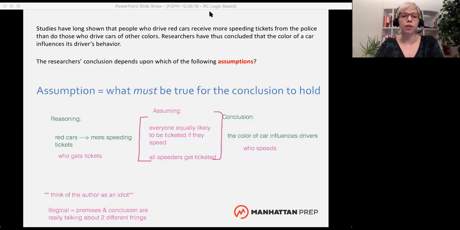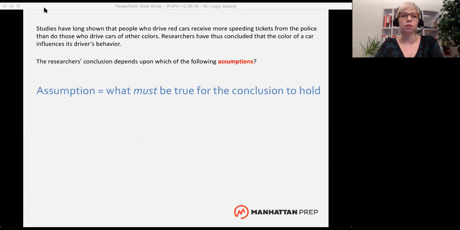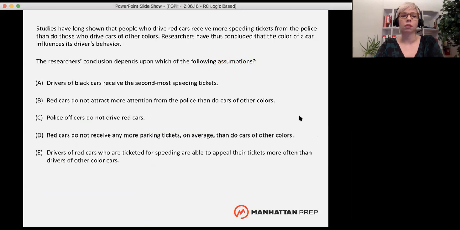So now when we look at the answer choices for this one, the conclusion depends on which of the following assumptions. We're looking for the thing that has to be true for the argument to hold. So we'd ask ourselves, does it have to be true that drivers of black cars receive the second most speeding tickets? I mean, we're not even talking about that. That has nothing to do with it. We don't know anything about anything except red cars versus non-red cars. Some of the other ones that people got rid of. Tell me in the chat, what's another answer choice that you got rid of because it doesn't have to be true?